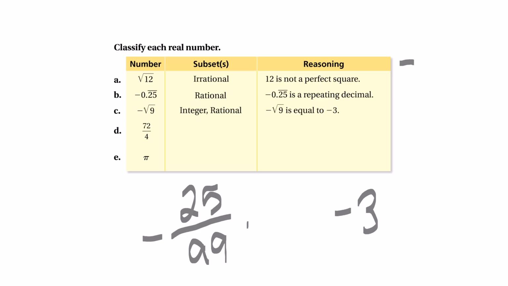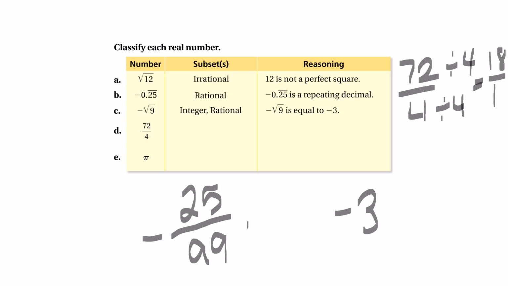72 over 4. We can simplify 72 over 4. We can divide both of those by 4. And that would give us 18 over 1. And so 18 over 1 is now a whole number, an integer, it's rational, and it's a natural number. So it fits into all 4 categories.